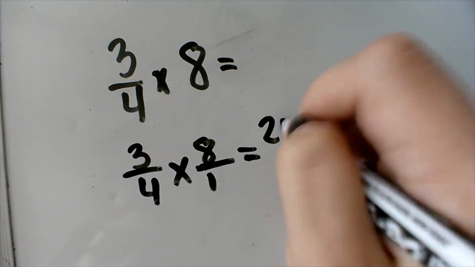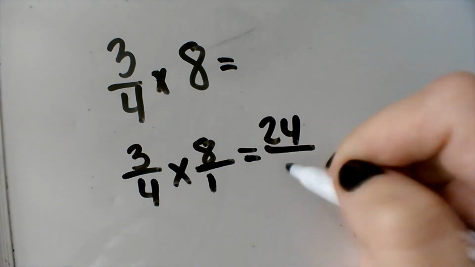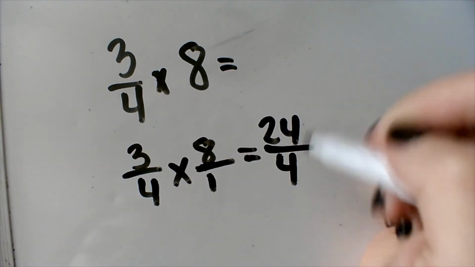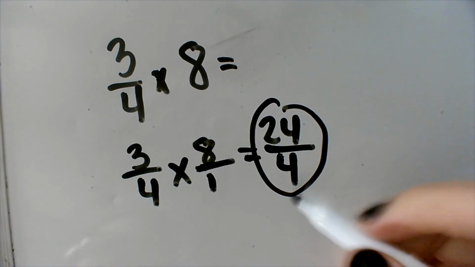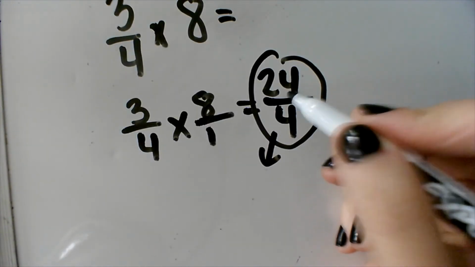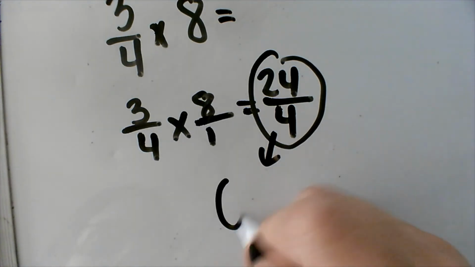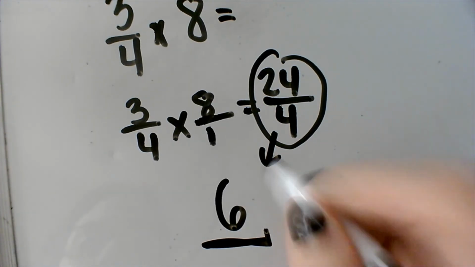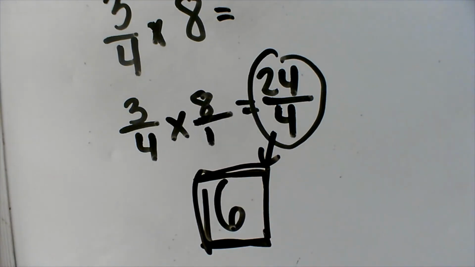3 times 8 is 24, and 4 times 1 is 4. We can't leave it in improper fraction form, so I'm going to rewrite that. 4 goes into 24 evenly 6 times, so 6 is my answer.